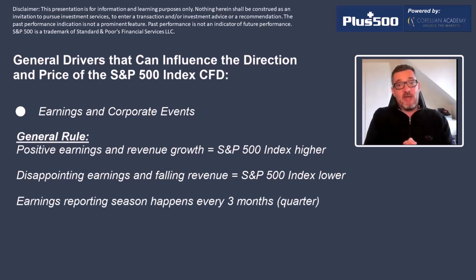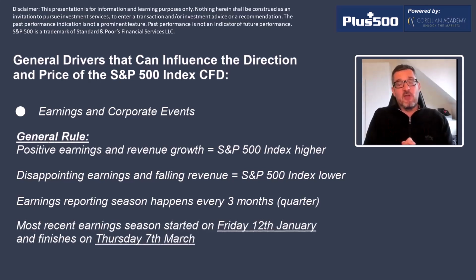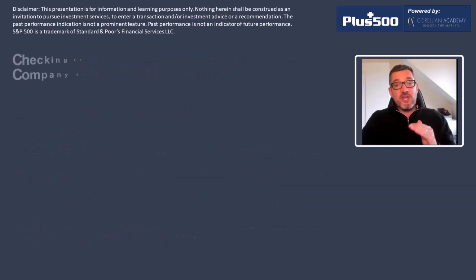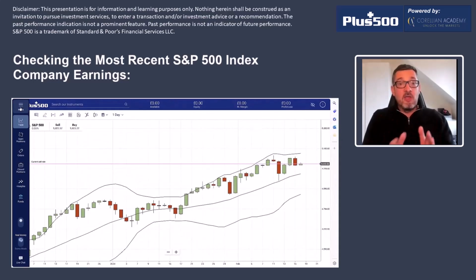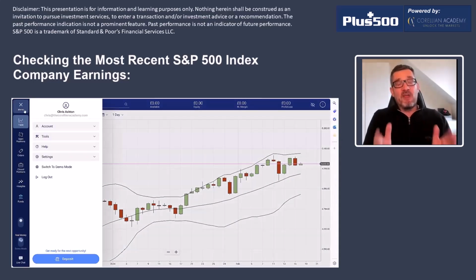Earnings reporting season happens every 3 months or quarter, and the most recent reporting season started on Friday, the 12th of January, and it actually doesn't finish until Thursday, the 7th of March.